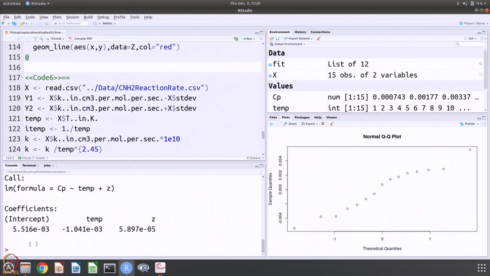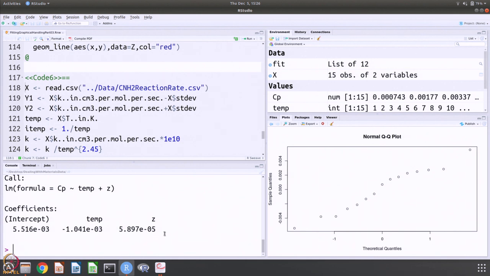And you see that there is an intercept that it is giving. So this is the coefficient for T, so that is the A, and this is the coefficient for Z, which is the coefficient for T cube. So it is At plus Bt cube. A is minus 1.041 times 10 power minus 3, and B is 5.897 times 10 power minus 5. This coefficient is very small because it is multiplying T cube. For example, at 20, T cube is 20 into 20 into 20, so that is of the order of 8000.